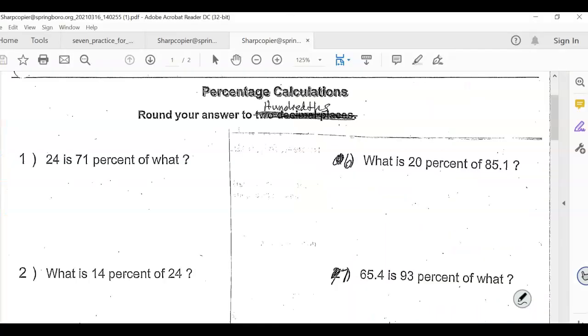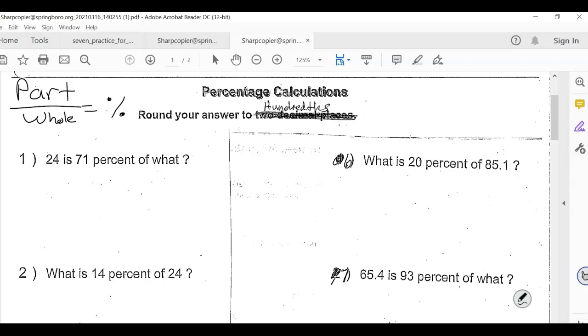All right, on this side of the page now, we are going to talk about a couple of things on the very top of your paper. I want you to write this equation somewhere up on the top of your paper: part over whole equals percent. That is how you figure out percent.